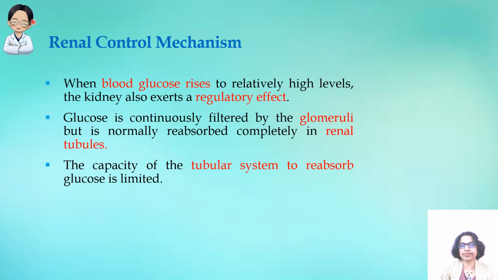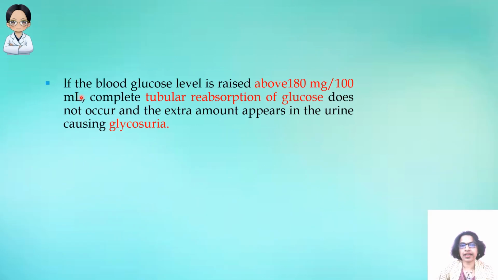Then the renal control mechanism. Renal means kidney. When blood glucose rises to a relatively high level, the kidney also exerts a regulatory effect. Glucose is continuously filtered by the glomeruli, but it is normally reabsorbed completely in the renal tubule. The capacity of the tubular system to reabsorb glucose is limited. If the blood glucose level is raised above 180 milligram per 100 ml, complete tubular reabsorption of glucose does not occur, and the extra amount appears in the urine causing glycosuria.